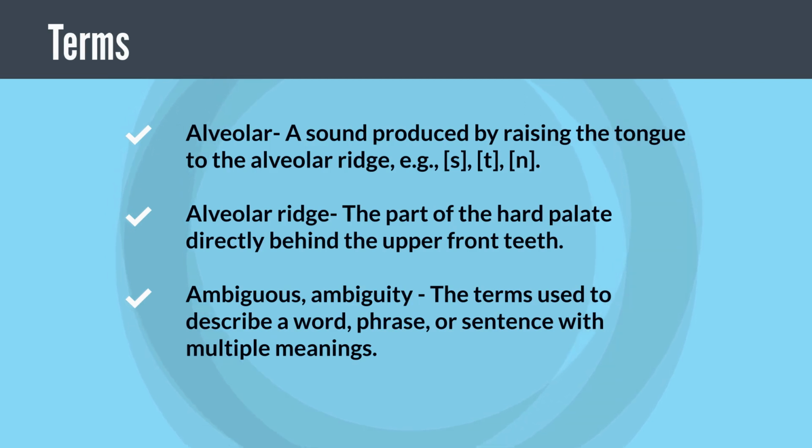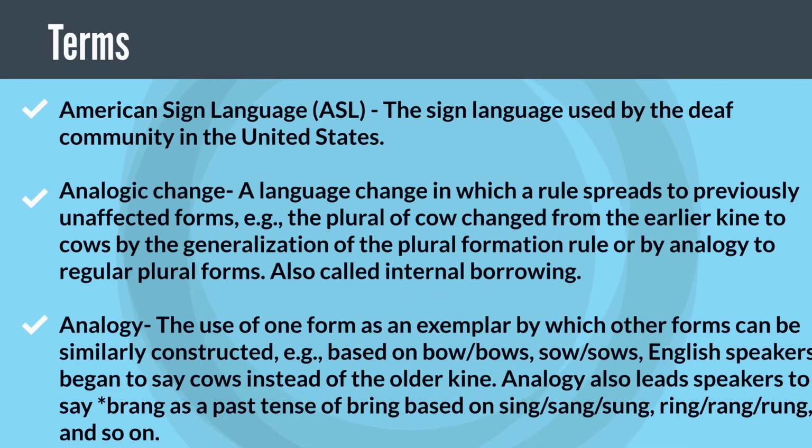Alveolar ridge, the part of the hard palate directly behind the upper front teeth. Ambiguous, ambiguity, the terms used to describe a word, phrase, or sentence with multiple meanings. American Sign Language, ASL, the sign language used by the deaf community in the United States. Analogic change, a language change in which a rule spreads to previously unaffected forms.